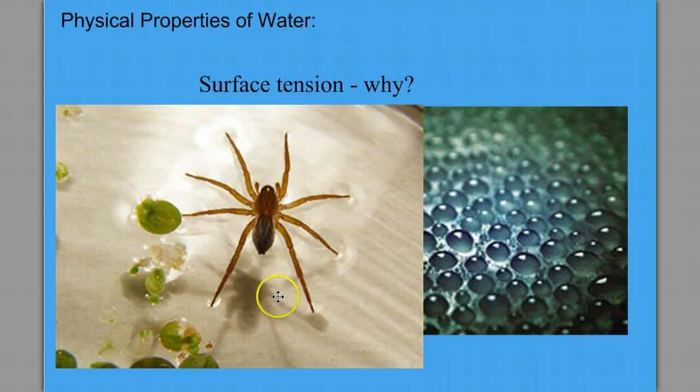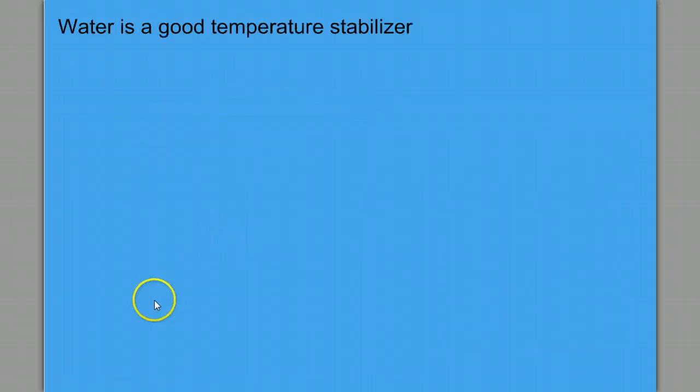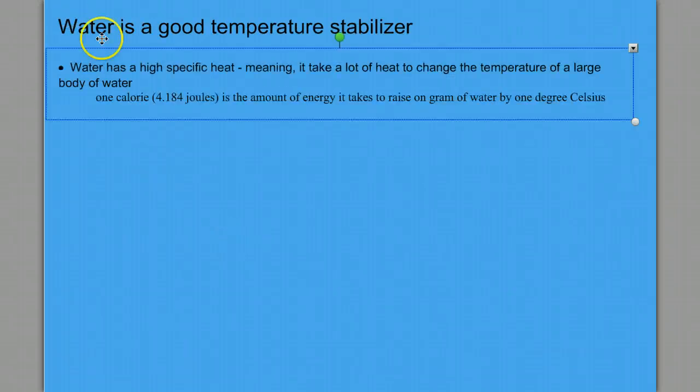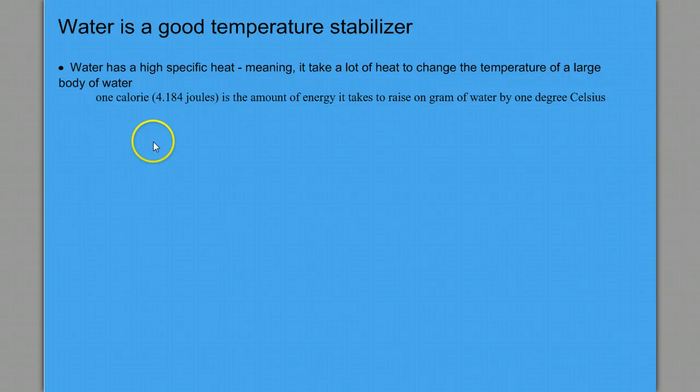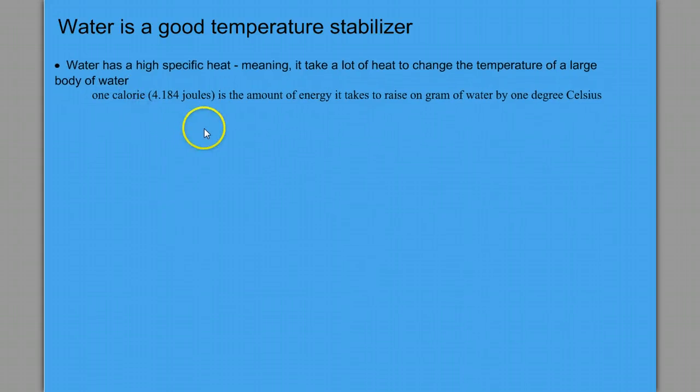We can see this bug here walking on the top of this water and not falling through because these water molecules stick to each other because of the hydrogen bonding. Water is also a good temperature stabilizer. It has a high specific heat, meaning it takes a lot of heat to change the temperature of a large body of water. In fact, we define 1 calorie as the amount of energy it takes to raise 1 gram of water by 1 degree Celsius.